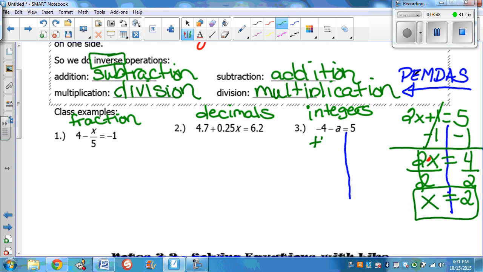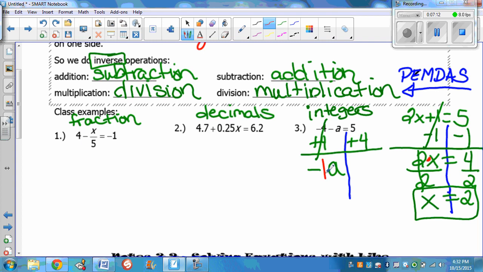I'm going to have to add 4 to both sides, because that's going to allow me to start to get that a by itself. So negative 4 plus 4 gives me 0. That's what I want. But now be super careful here. I've got this negative a here. What does that mean? What number is in front of that negative a? Well, that's really a negative 1.